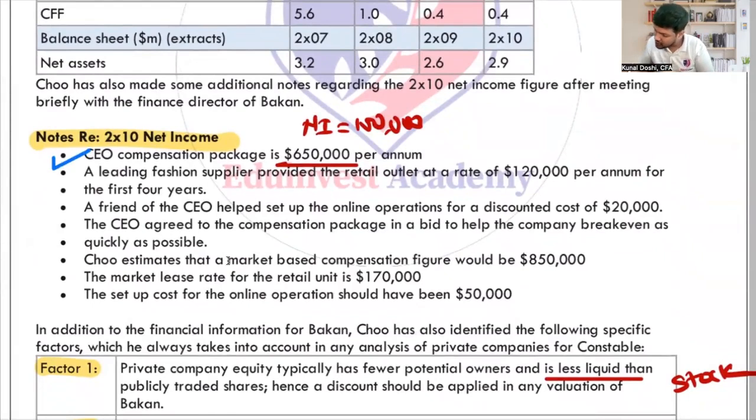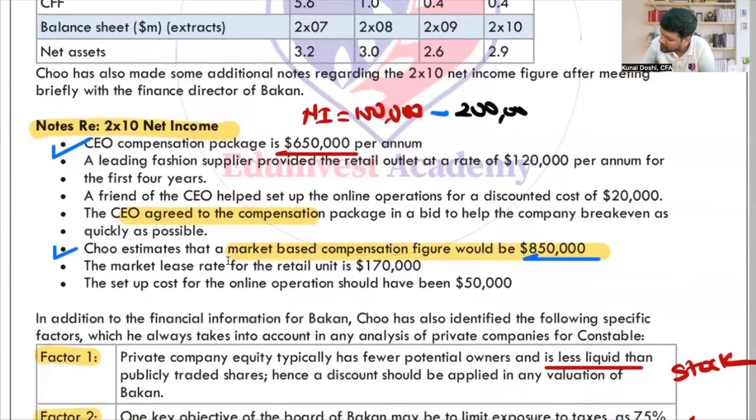So anything related to the CEO's compensation: the CEO agreed to the compensation package and was paid. Two estimates say that the market-based compensation was 850,000. But somehow this guy convinced him to work for less. So what is the market-based compensation? 850. So guys, 650 is not accurate, right? It will be 850. So this will reduce my net income by the difference of 200,000, isn't it? 650 minus 850, 200,000. By this amount, my net income will reduce.